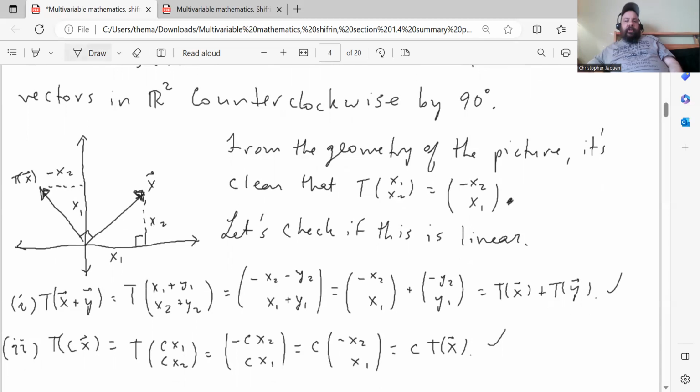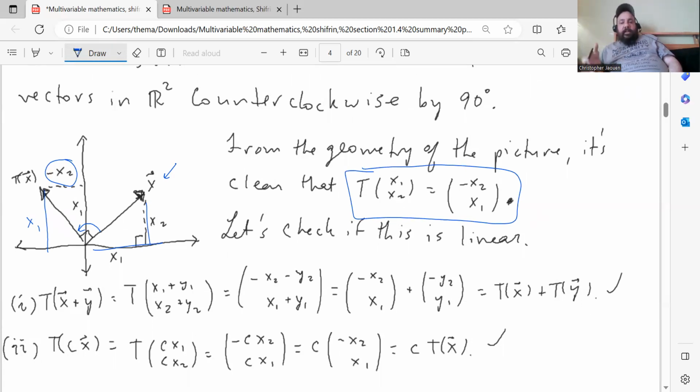So if you have a vector x here that has components x1, x2, then if you rotate that vector by 90 degrees, the x1 component becomes negative x2, and the x2 component becomes x1. So this is the rule for evaluating T at the two-tuple x1, x2.